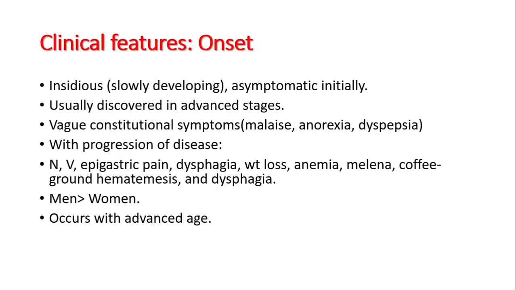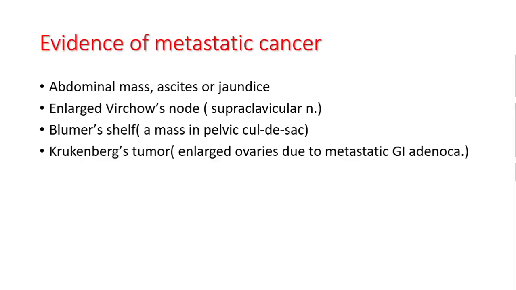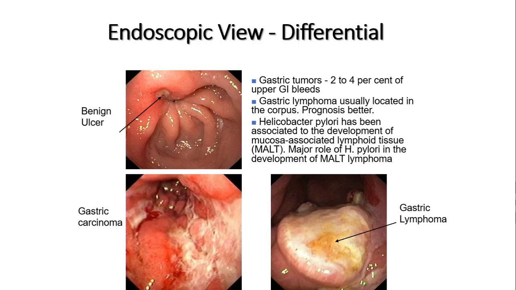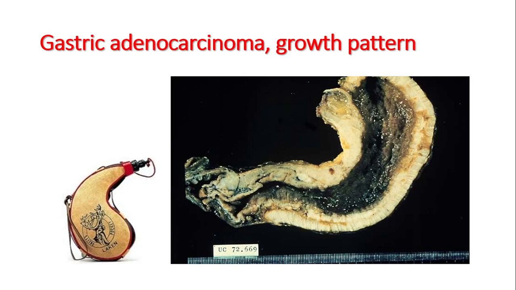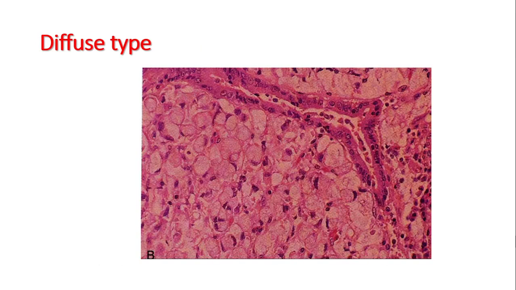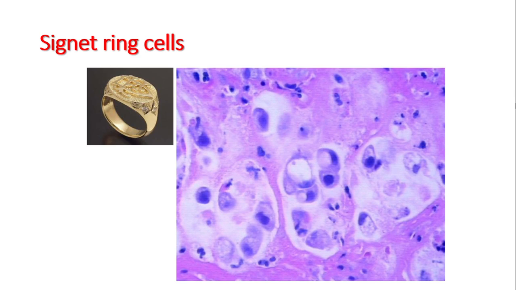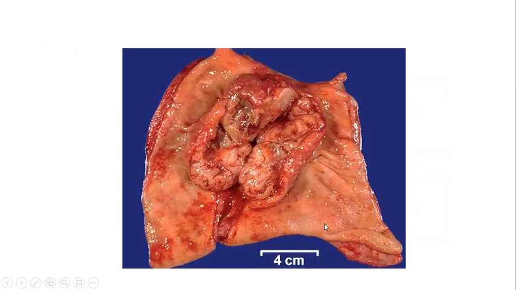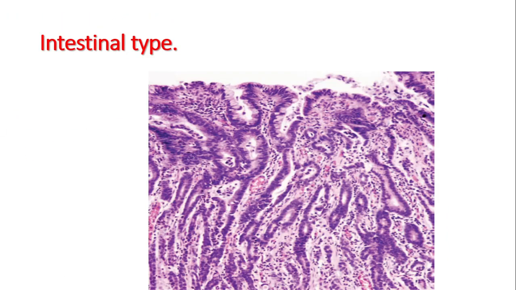So a picture to simplify the classification is like this. This is the diffuse type, or signet ring cells, and this is the intestinal type, still forming glandular structures that look like intestinal glands.